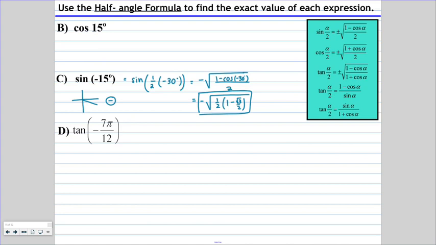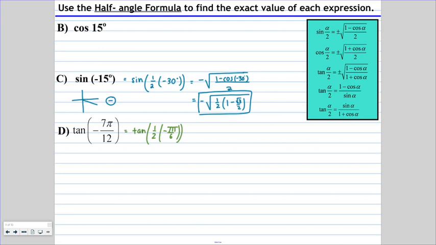Okay, last one on this set of examples. Example D, we're taking the tangent of negative 7 pi over 12. Well, I argue that this can also be expressed as the tangent of 1/2 the angle, negative 7 pi over 6. And that is an angle that sits on our unit circle.